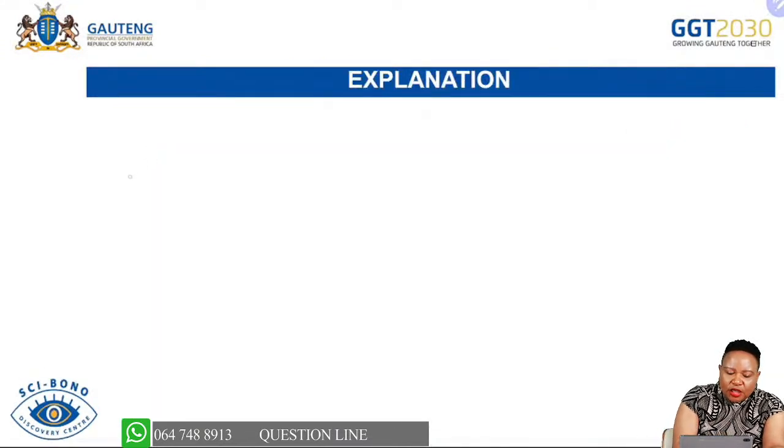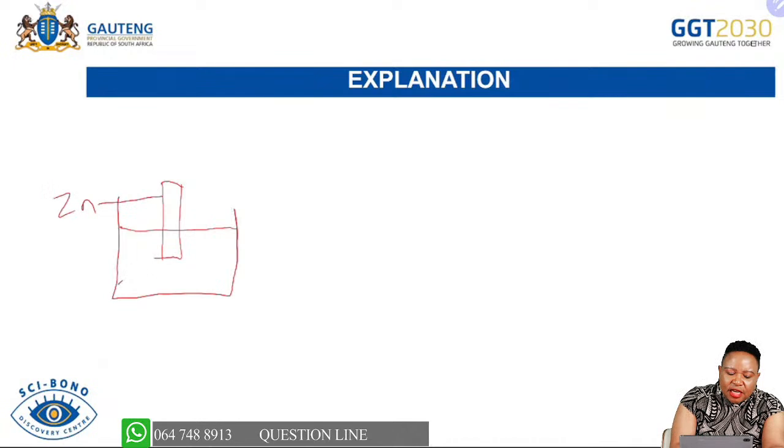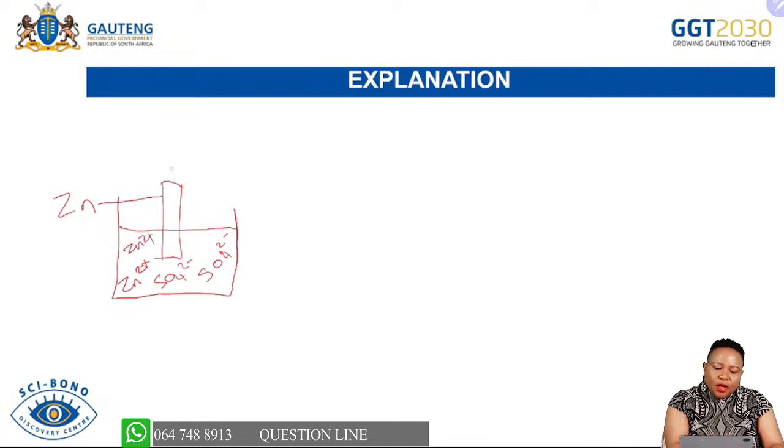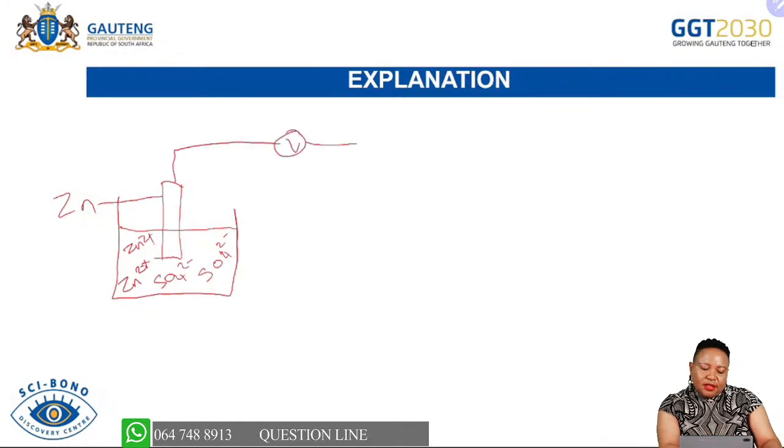Now, let's look at what will happen at the zinc half cell. If this is our zinc electrode, and inside this zinc electrode we have zinc 2 plus ions and sulfate ions, which are going to have the same number because this is a neutral electrolyte. And we know that zinc will be connected with a galvanometer to the other side. So we are saying zinc is the one that will undergo oxidation because it's the stronger reducing agent.